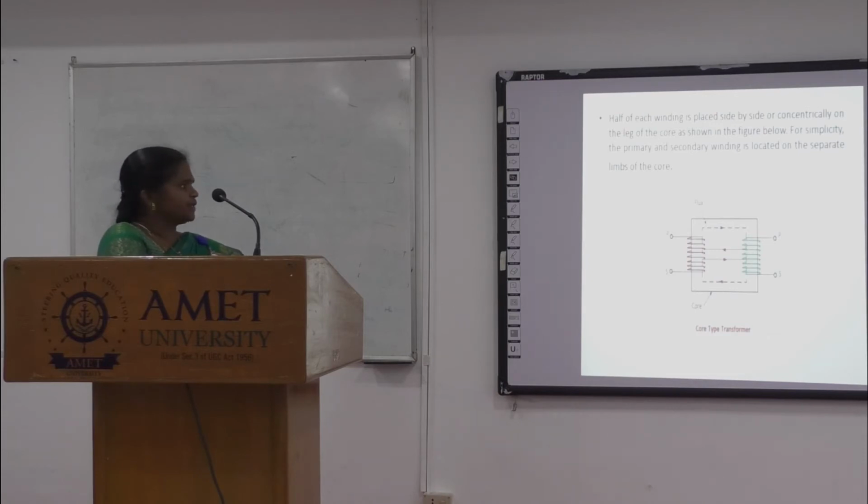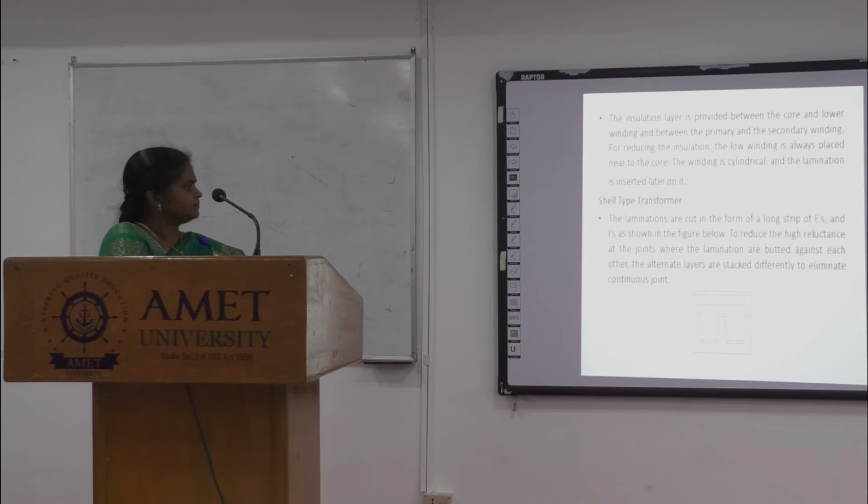In the practical case, half of each winding is placed side by side or concentrically on the leg of the core as shown in the below figure. For simplicity, the primary and the secondary winding is located on the separate leg of the core. The insulation layer is provided between the core and the low winding and between the primary and secondary winding. For reducing the insulation, the low winding is always placed near to the core. The winding is cylindrical and the lamination is inserted later on it.